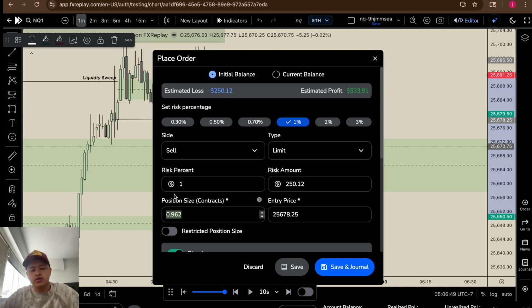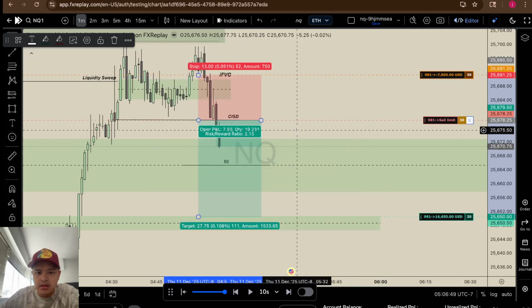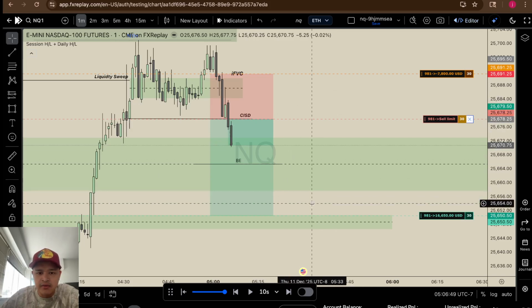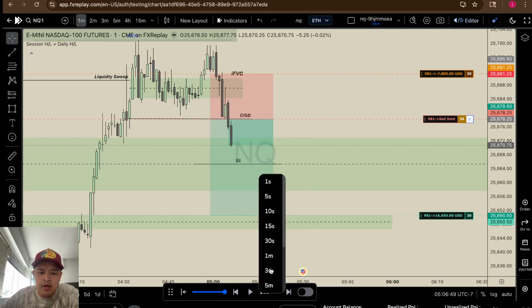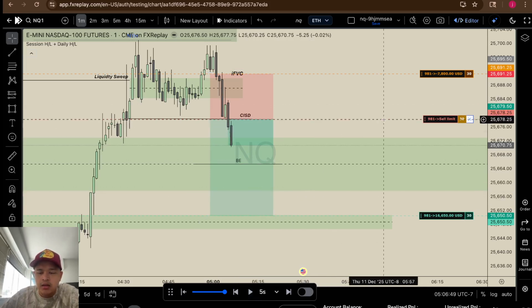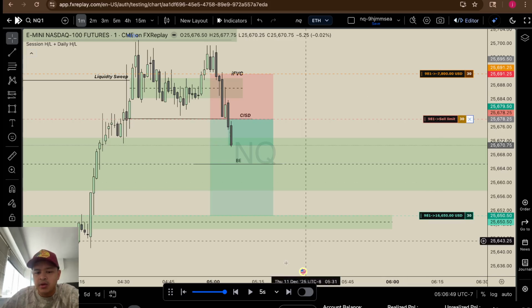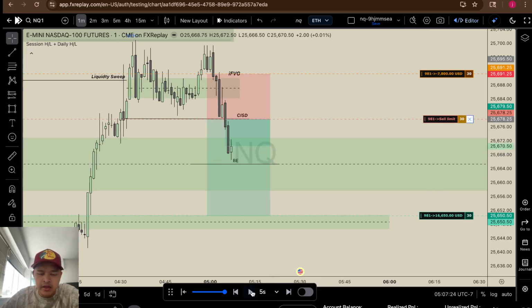I'm gonna do 30 because I'm quite confident with this. Save, not save in journal, just save. And let's see if it taps into our limit order. Let's see if our order gets filled.